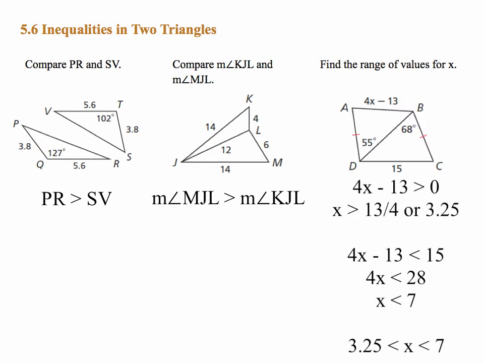So we establish this. 4x minus 13 greater than 0 means that x is greater than 3.25. 4x minus 13 being less than 15 means that x is less than 7. So the range of values for x are from 3.25 up to 7.